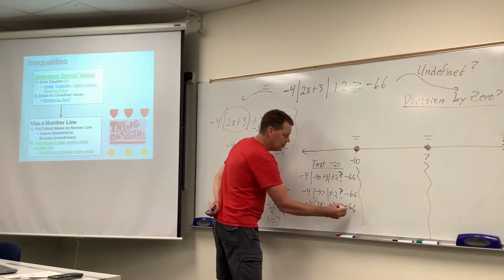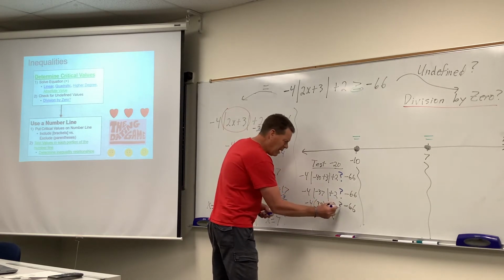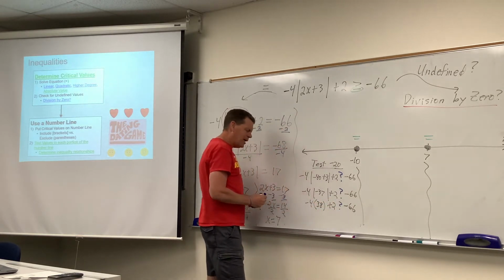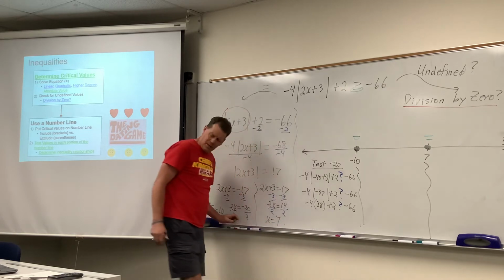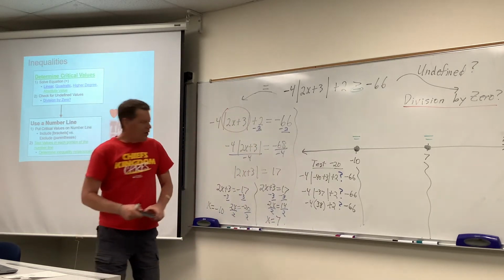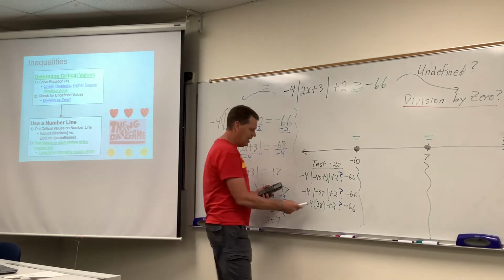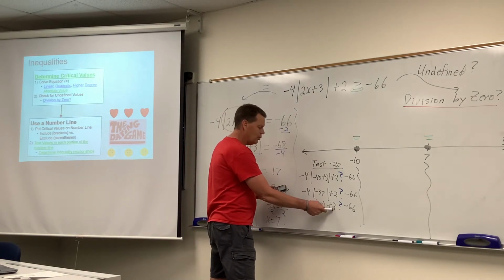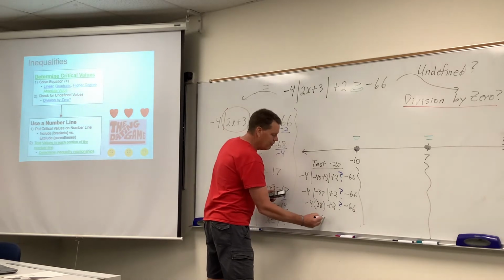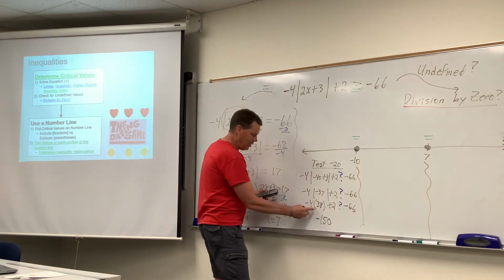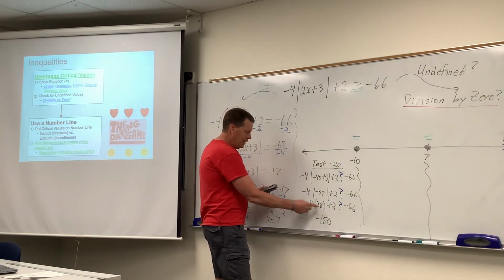Plus 2, so on. I'm almost at the bottom of the board, so I'm going to do the remaining steps. Let's see, negative 4 times 38. Oh, goodness. Negative 4 times 38 is negative 152 plus 2. That would be negative 150. I did the 2, multiply, then add.